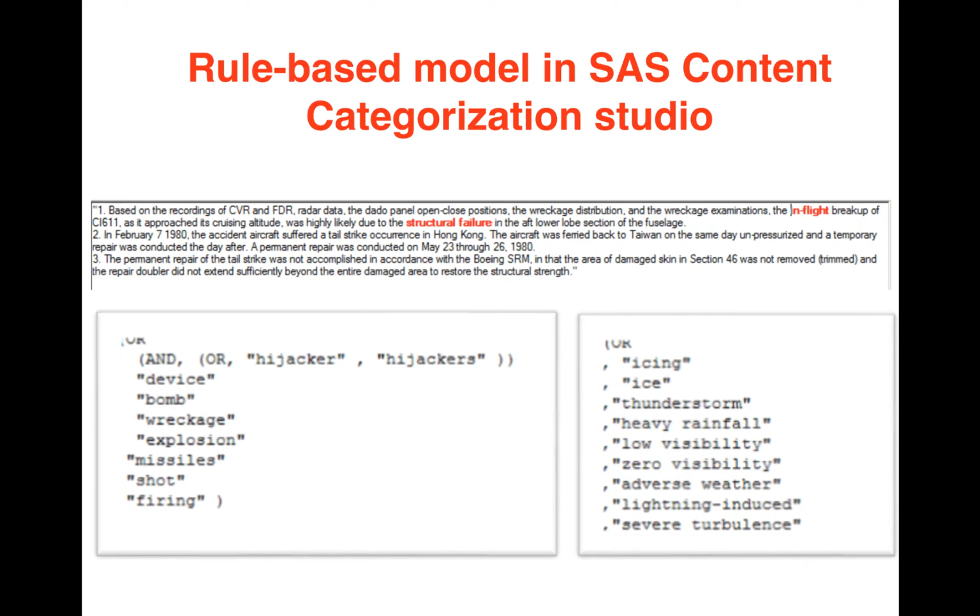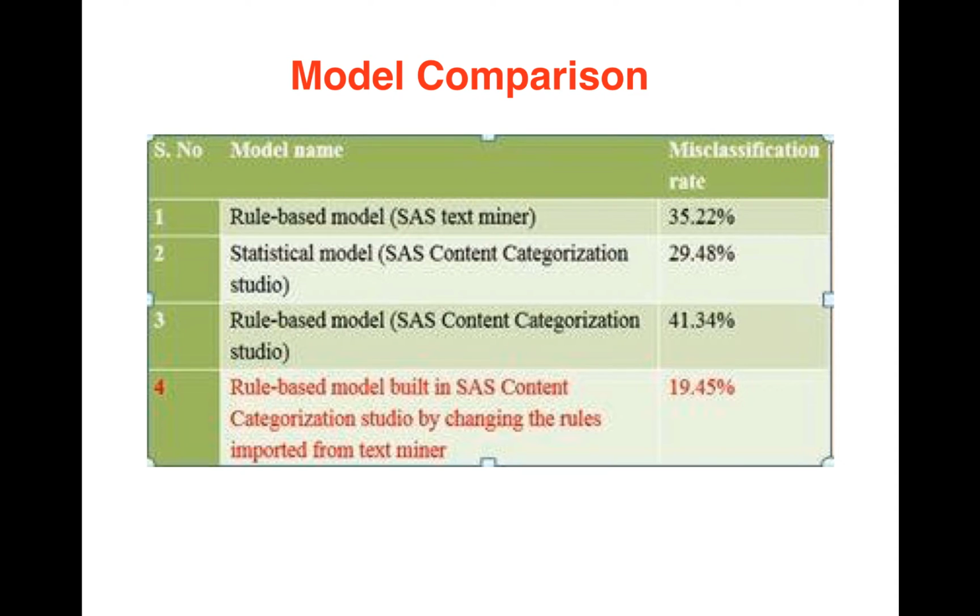You can see here a particular document passed in mechanical failure, and words like in-flight and structural failure appeared in it. In that way, I incorporated more words into it in order to increase the efficiency of the models. Let us see the model comparison of all these models.